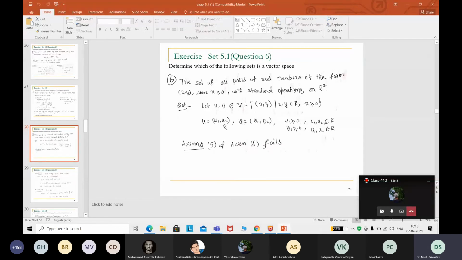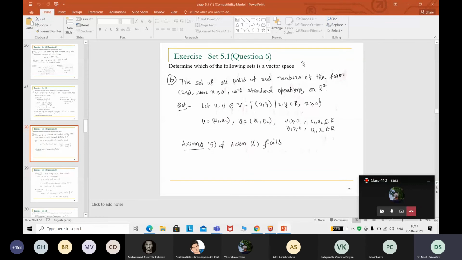So you are taking two elements in the same set R. U is u1 comma u2, v is v1 comma v2. u1 is greater than or equal to 0, v1 is also greater than or equal to 0. So here in this case I have written 5 and 6 will fail. You need to check additive inverse and the scalar multiplication. Additive inverse you will not get, and the scalar multiplication will not be satisfied here.